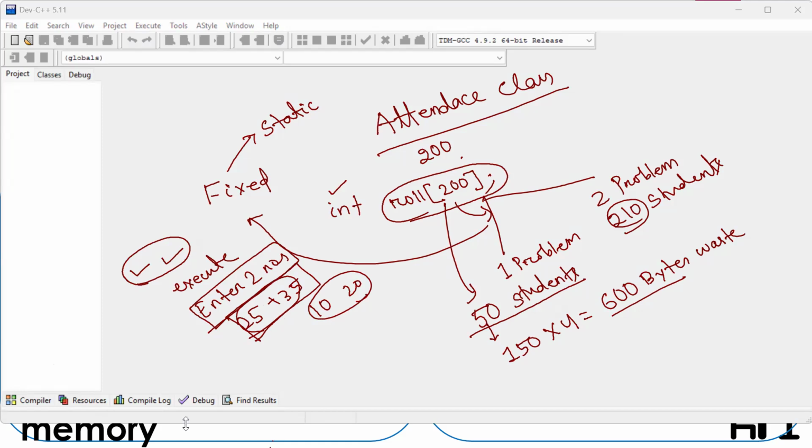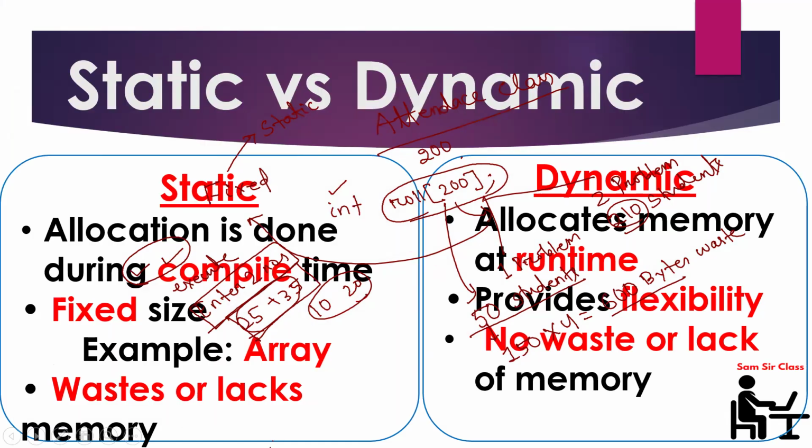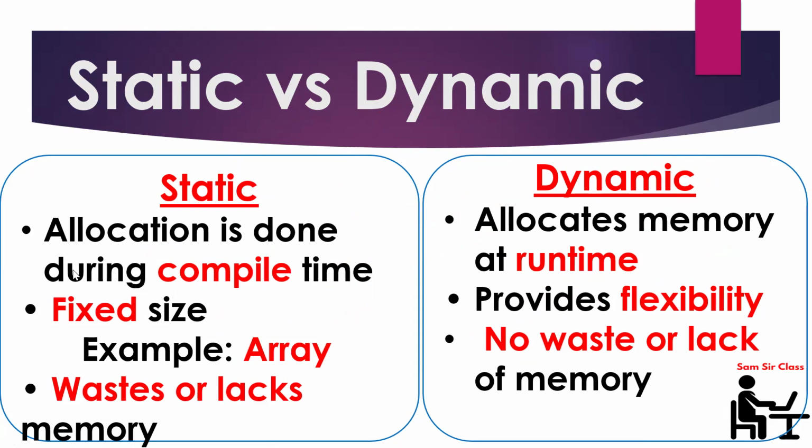Now let us see point by point what is the meaning of static memory allocation. Let me remove all those things. Now you check. Static memory allocation means memory allocated during the compilation time. At the time of declaration you are saying, okay, I have allocated my memory, so that is declaration time. The second thing is the fixed size, and the example we have seen is array. What is the problem? The problem is wastage or lack of memory.